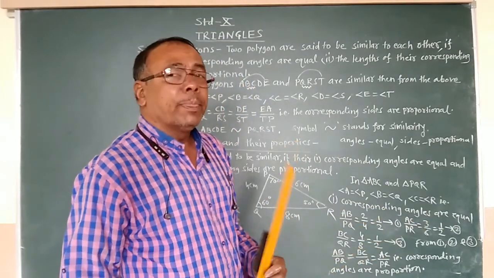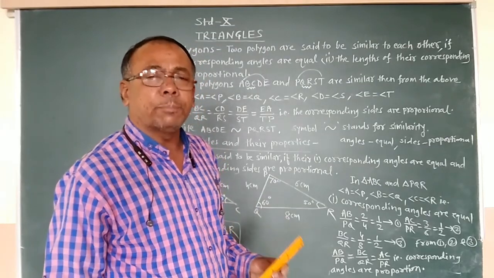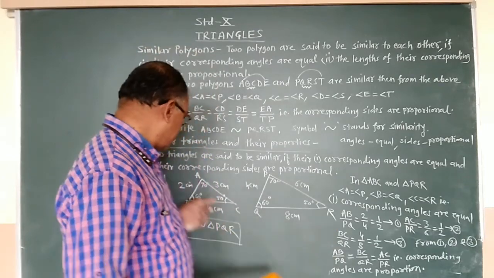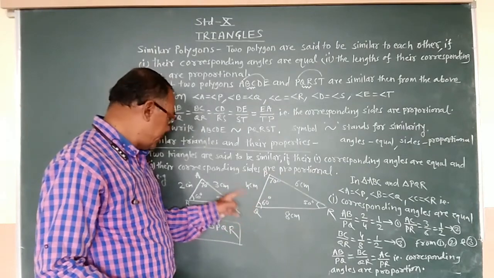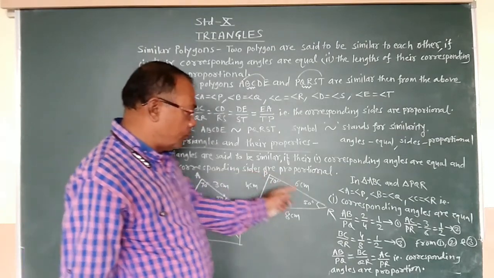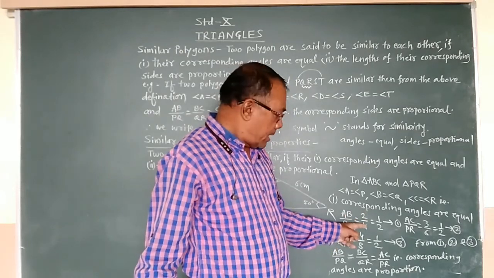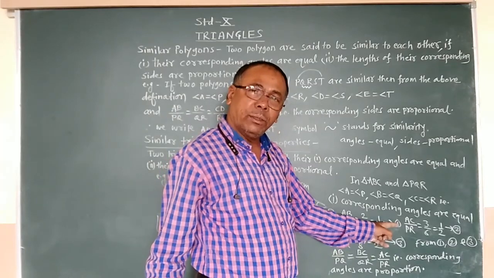Now we will see the second condition, that the corresponding sides should be proportional. Here the length of AB is 2 cm, the length of PQ is 4 centimeter. So AB upon PQ is equal to 2 upon 4, and if we reduce, we will get 1/2. So that is equation number 1.